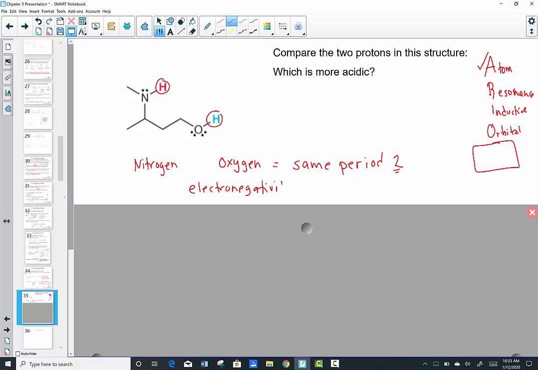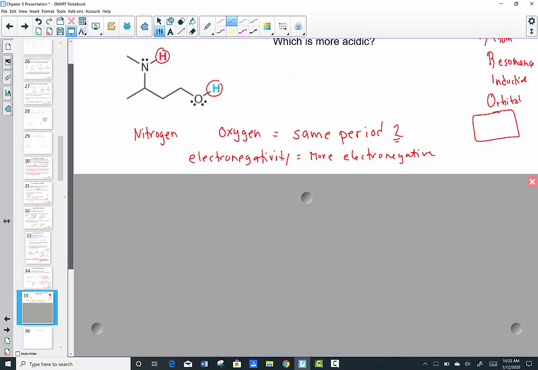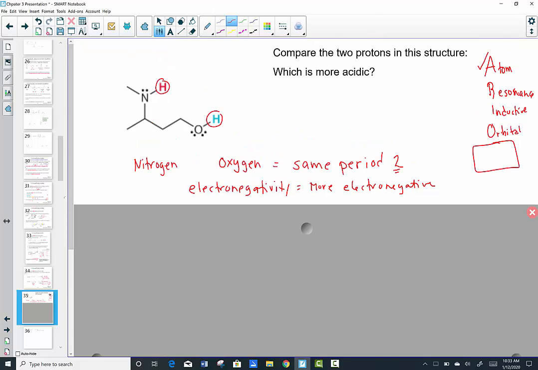Which one of these is best able to stabilize the negative charge? It is the more electronegative element. So who's closer to fluorine? Is it nitrogen or is it oxygen? Thinking that through, you clearly see oxygen is the more electronegative element. And so here's the out loud thinking.